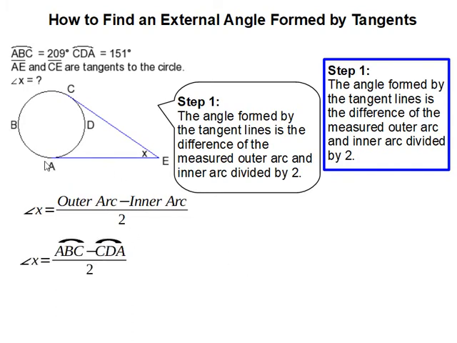The outer arc is ABC, and the inner arc is CDA. And the values for those arcs are given here. We simply substitute those values into the equation, and we solve for x. And our answer is 29 degrees. And this completes our problem.